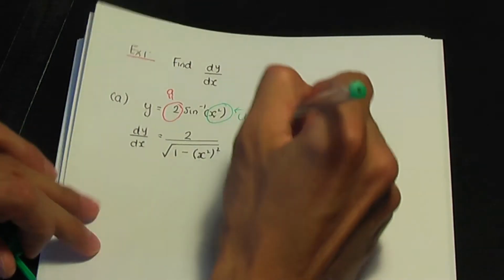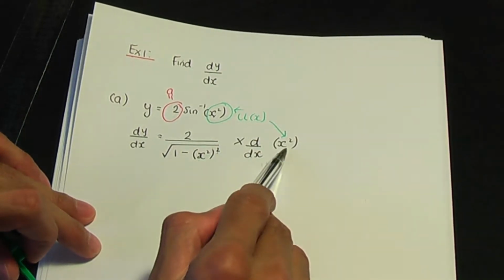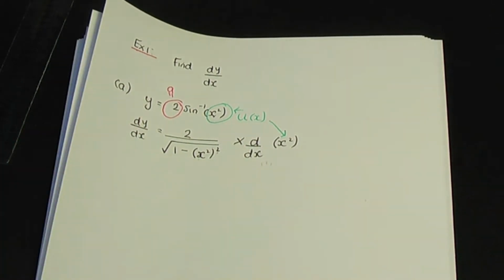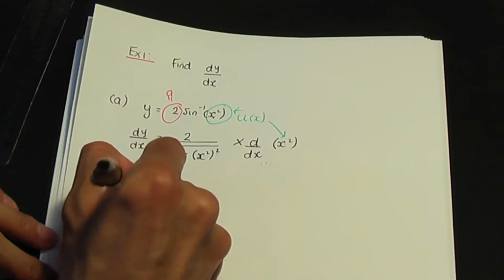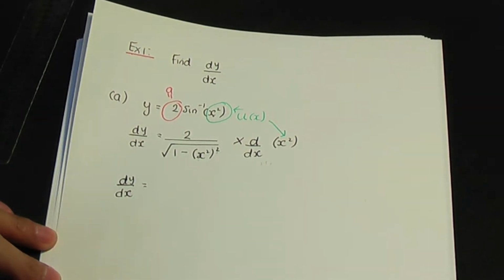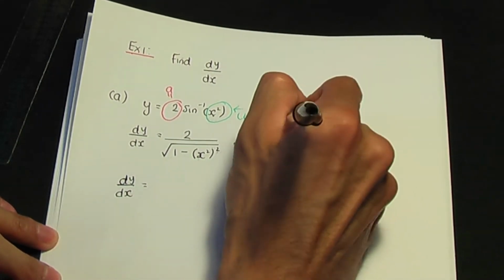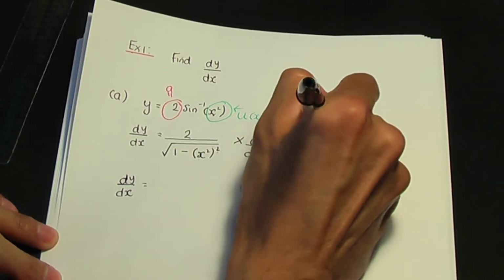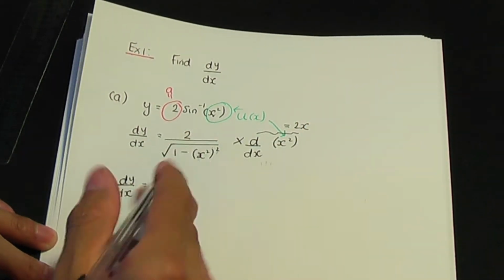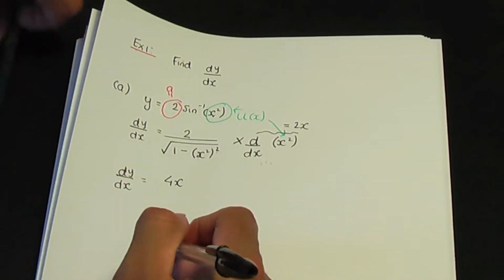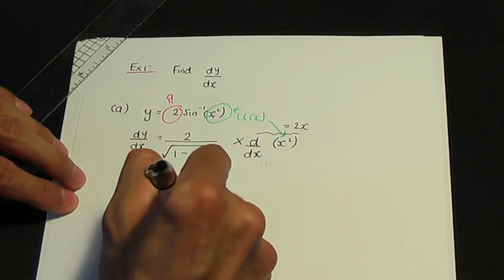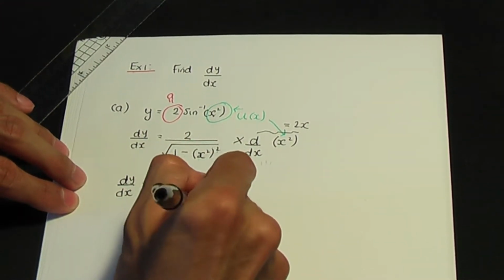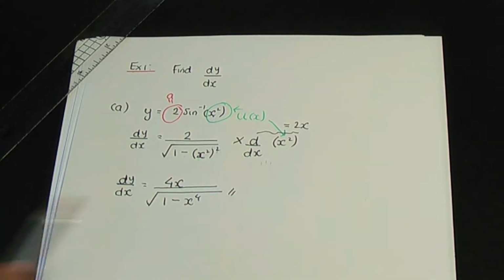So you could link that to here, it's d by dx of u. Now it's just a matter of tidying this up. So dy by dx will be d by dx of x squared, so when I differentiate x squared, it's 2x. 2x times 2 is 4x, divided by the root of 1 minus x squared squared, which is x to the 4. So that should be the outcome of part A.